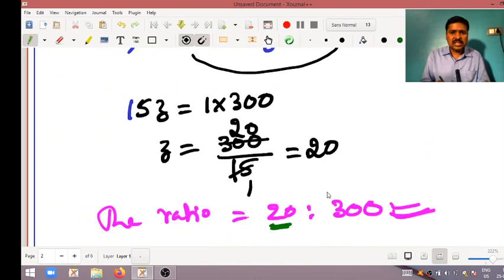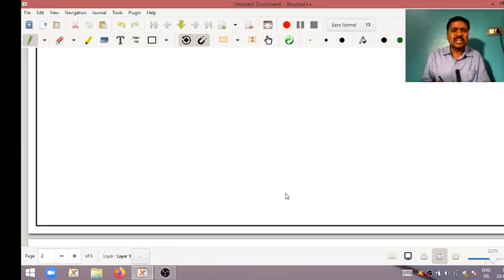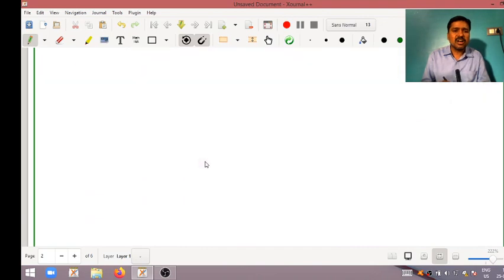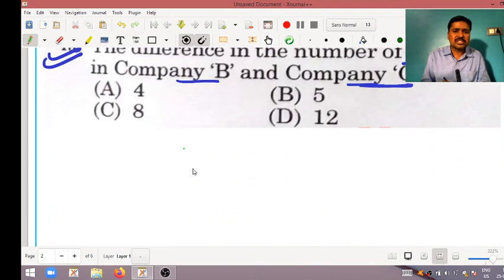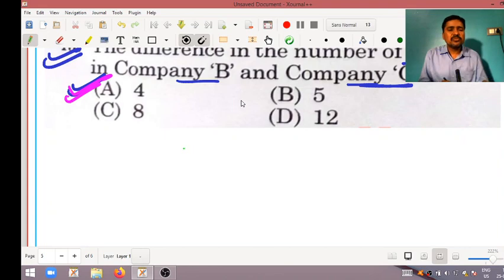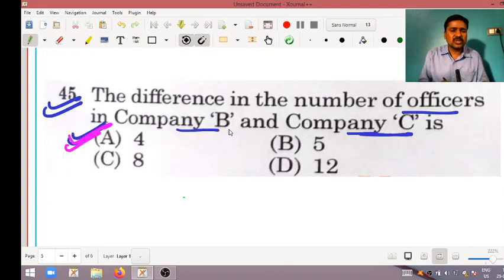In C 20 officers. Difference is how much? 24 minus 20 is equal to 4. 4 is the answer. See here, this is the answer. I hope you all understood, my dear friends and students. I will move on to the next question.